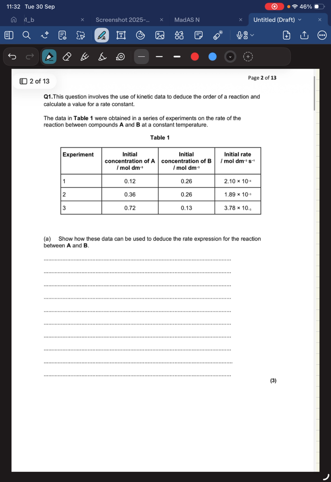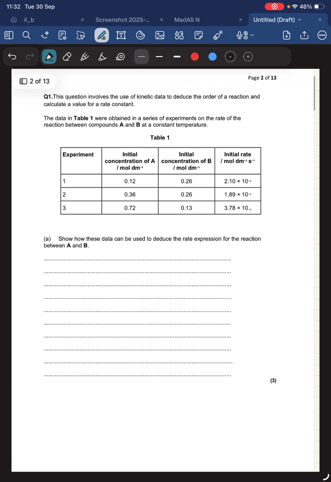All right. So question one states: this question involves the use of kinetic data to deduce the order of a reaction. To determine order, this is something you just have to know. You need some sort of table. You can't just determine it by looking at a reaction. You need data, you need numbers, things like that, okay?